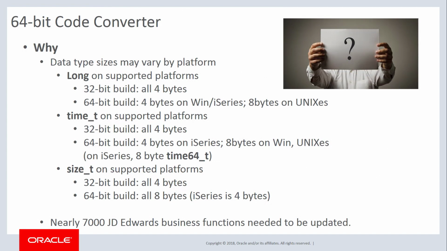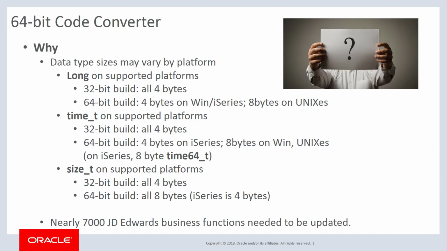When moving from a 32-bit to a 64-bit system, we have found that depending on the platform that you are using, the data type sizes may vary. For example, the long and integer data types on a 32-bit system are the same size. They are both 4 bytes. However, when moving to a 64-bit system, the integer data type remains 4 bytes on all platforms, but the long data type varies. The long data type is 4 bytes on Windows and IBM i series, but it's 8 bytes on Unix Linux systems.